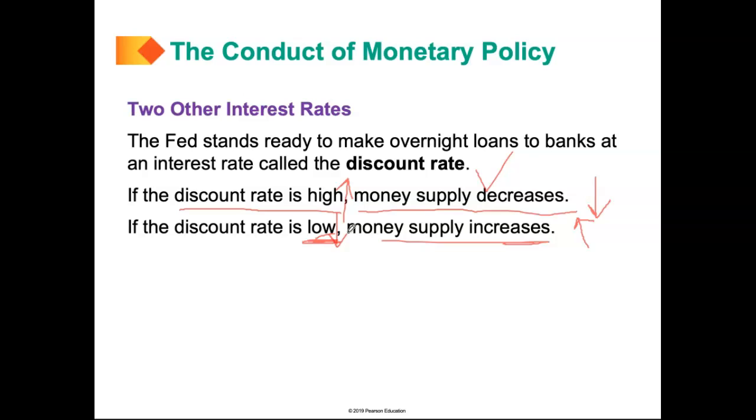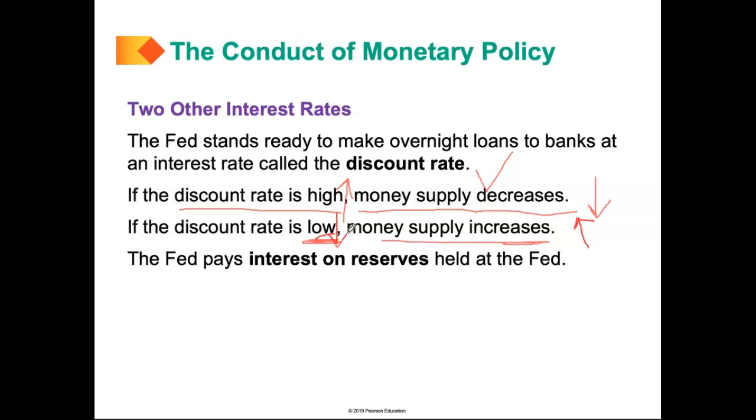Okay, another tool the Federal Reserve uses in terms of monetary policy is what we call interest on reserves, and this is really new. It was invented in 2008 after the financial crisis. So banks also keep money at the Federal Reserve for safekeeping. The money kept at the Federal Reserve is known as reserves, okay, reserves held at the Fed.